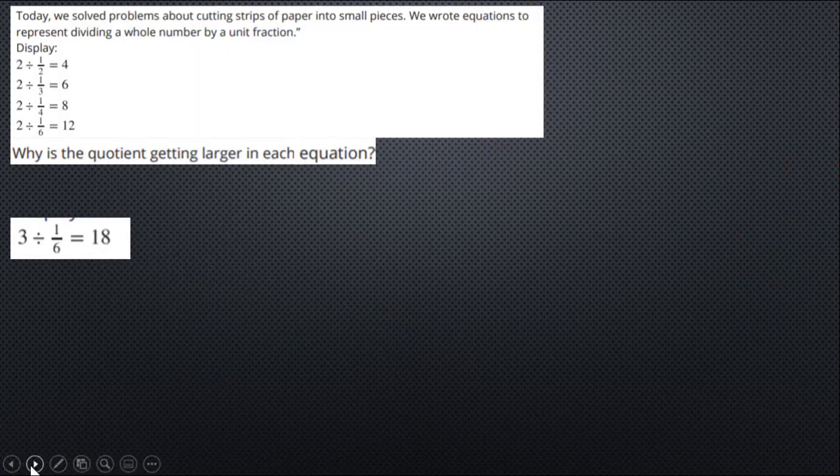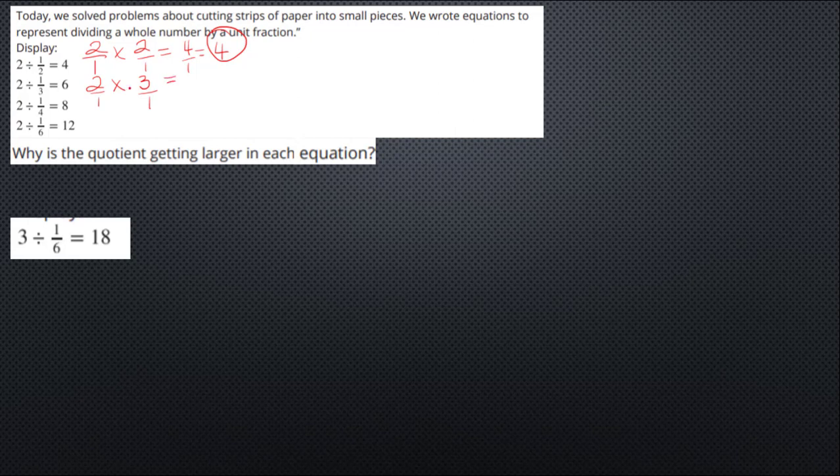So today we saw problems about cutting strips of paper into small pieces. We wrote equations to represent dividing a whole number by a unit fraction. So let's look at our equations here. 2 divided by 1/2 equals 4. So the way they found that, of course, is to put a 1 underneath your 2, change to multiplication, flip the second fraction. That gives you 4/1. That's 4 wholes.